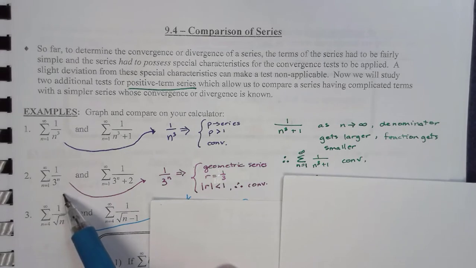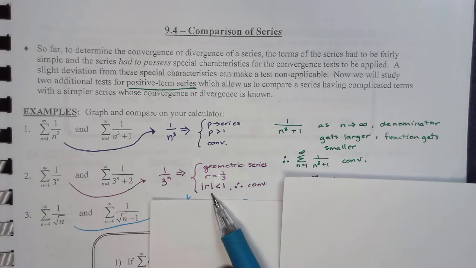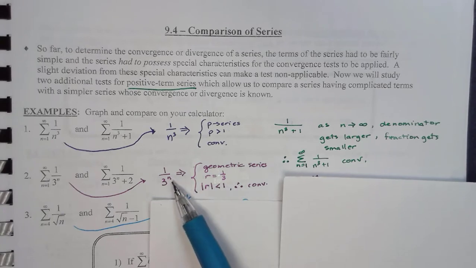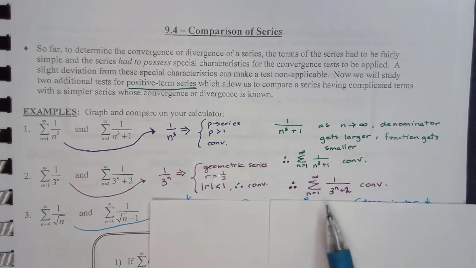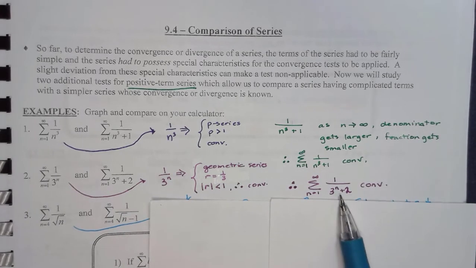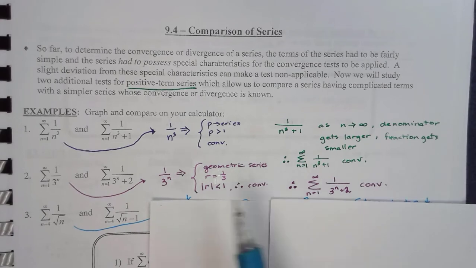So here we have a geometric series with r being 1/3. The absolute value of r is less than 1, so our geometric series, 1 over 3 to the n, converges. What do we know about this one? You should have seen it converged.